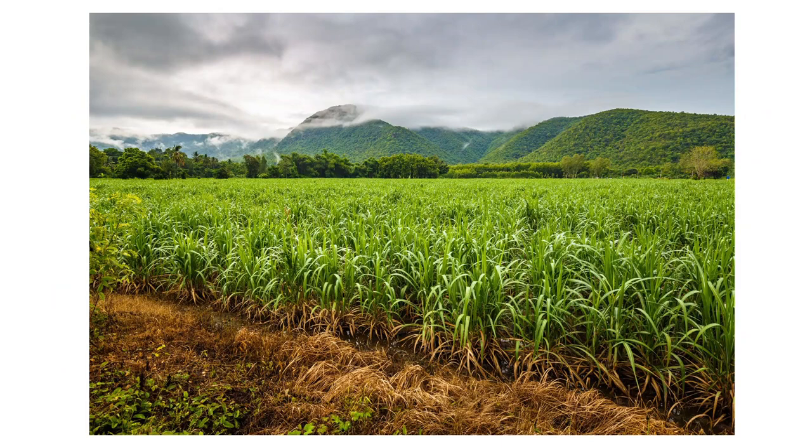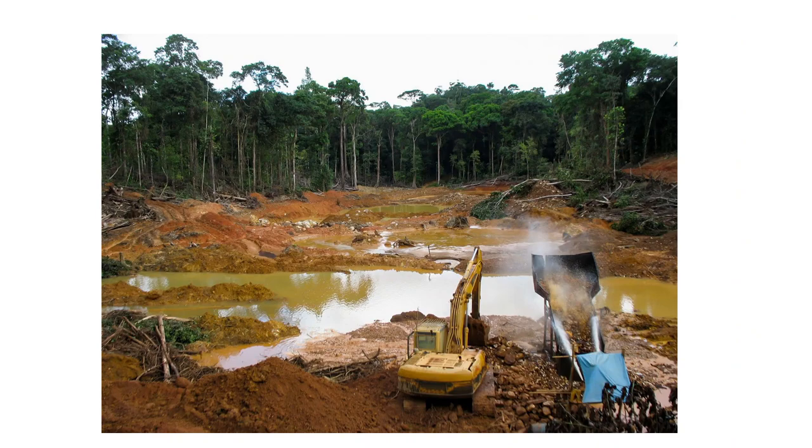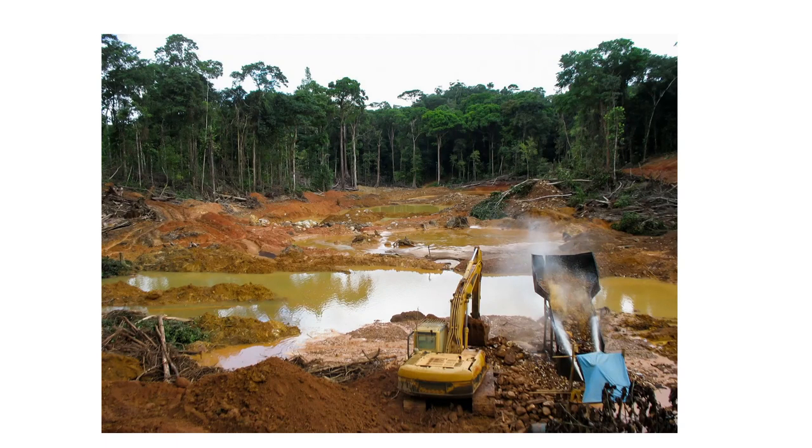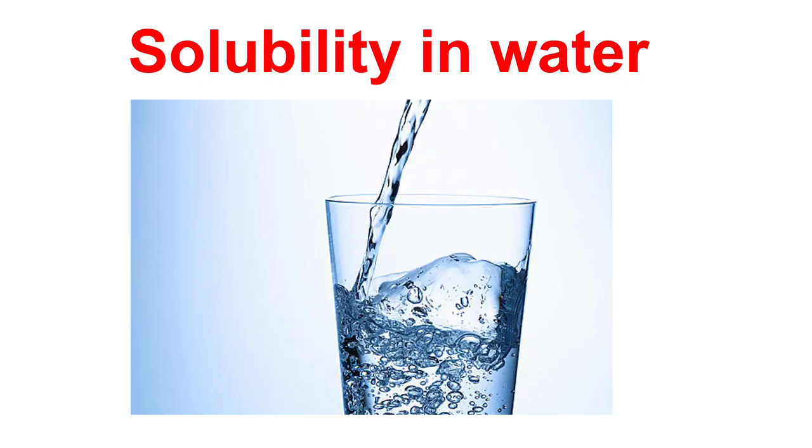Now, these are the sugarcane crops, and this all looks lovely and picturesque, but from a scientist's point of view, it's actually not very biodiverse. They have to cut down huge areas of rainforest to make space for these fields, so it isn't good for nature or biodiversity. Next, the solubility of alcohols in water.